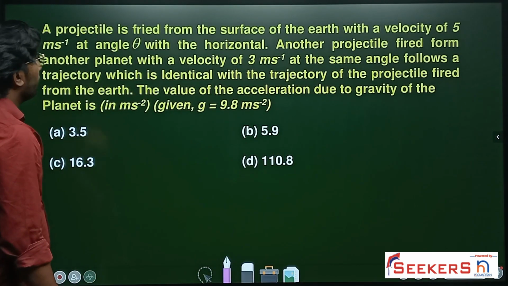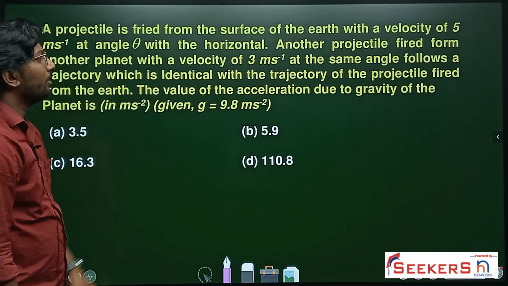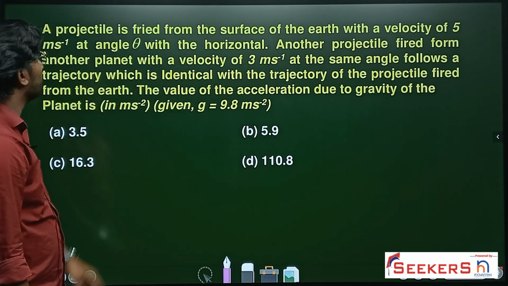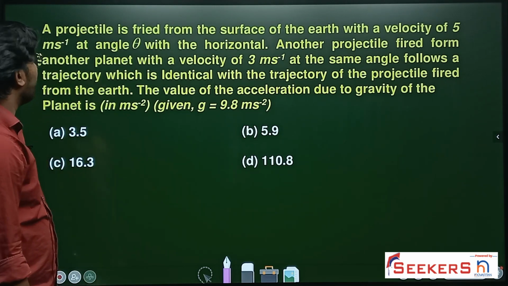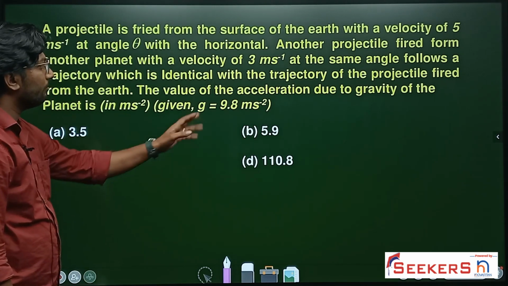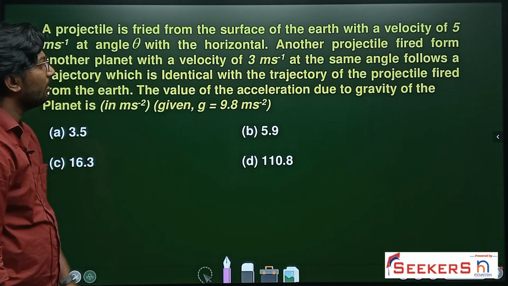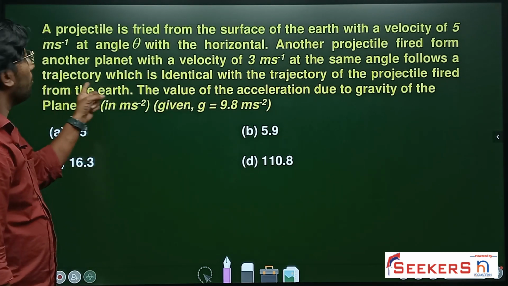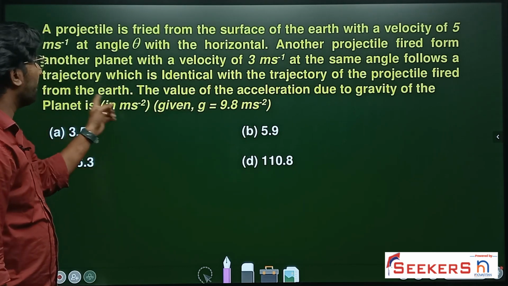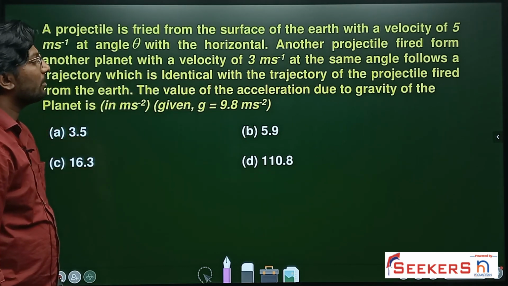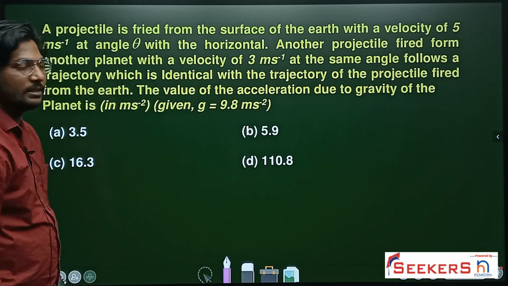Next question. Projectile is fired from the surface of the earth with a velocity of 5 meter per second at an angle theta with the horizontal. Another projectile fired from another planet with some other velocity 3 meter per second, but angle is same, follows a trajectory which is identical with the trajectory of the projectile fired from the earth. Value of acceleration due to gravity of the planet is.